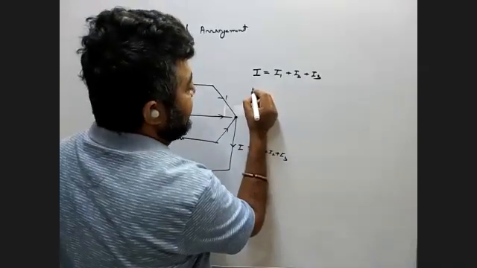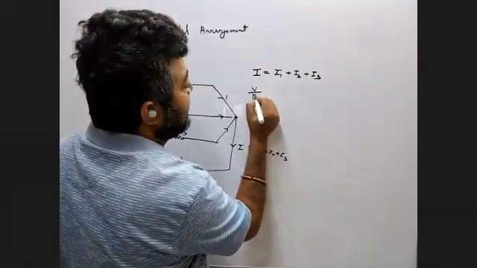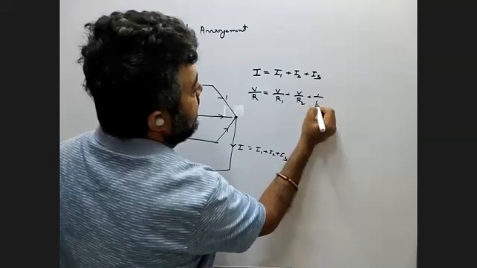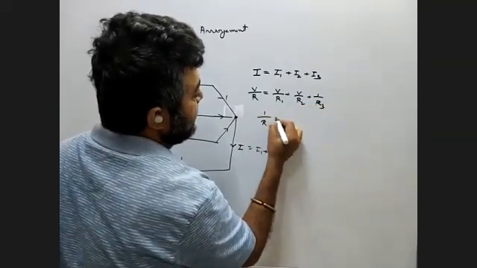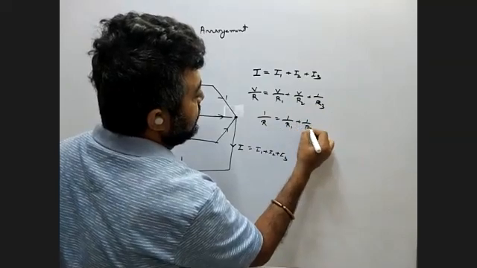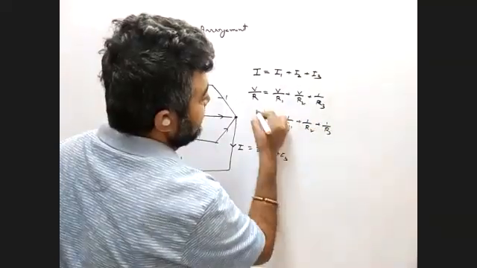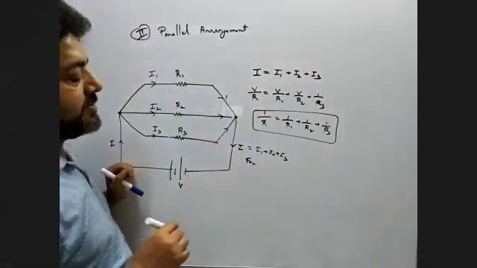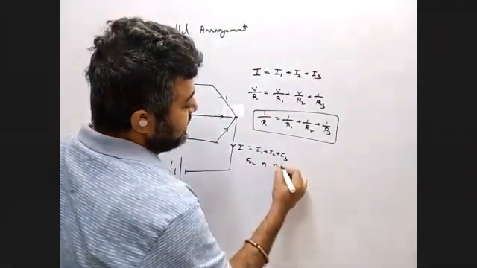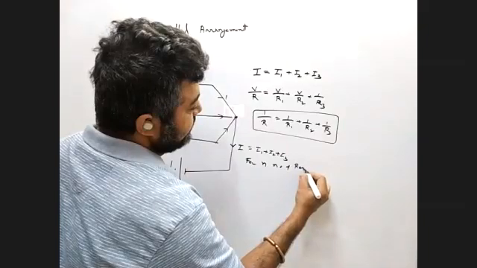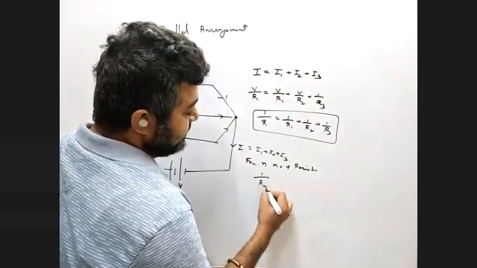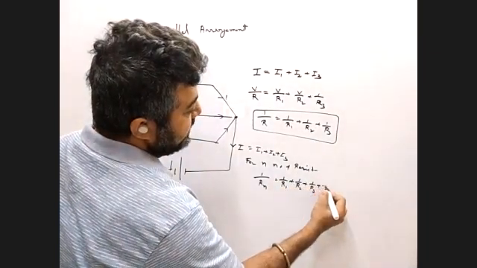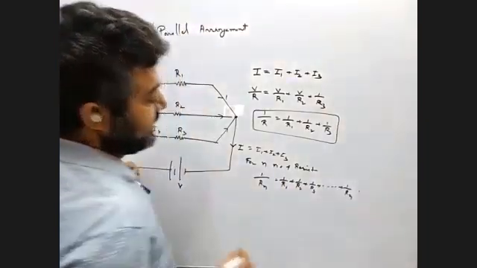So V equals IR, I equals V by R. Let R be the equivalent of R1, R2, R3. So 1 by R is 1 by R1 plus 1 by R2 plus 1 by R3. Now, for parallel arrangement, for n number of resistances, 1 by Rp is 1 by R1, 1 by R2, 1 by R3, up to 1 by Rn.